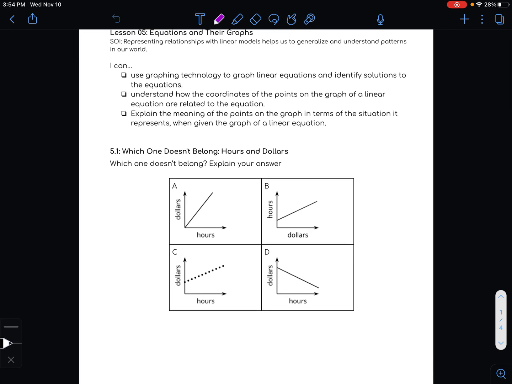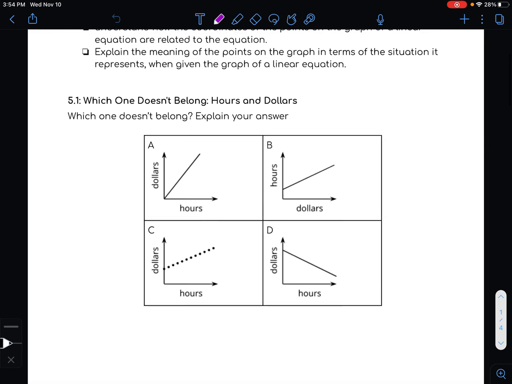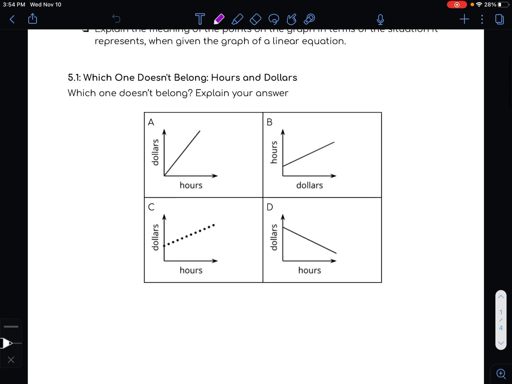One of the things that we're going to do to start off, though, is to look at a "which one doesn't belong" problem. So I would like you to take a look at the four graphs that are shown here, the lines that are graphed, and figure out which one you think doesn't belong and explain your answer. Go ahead and pause the video now and do that.